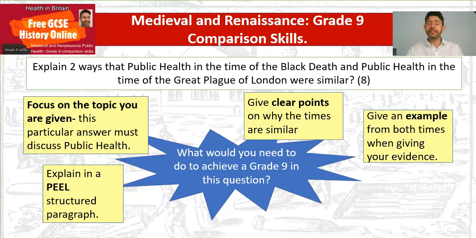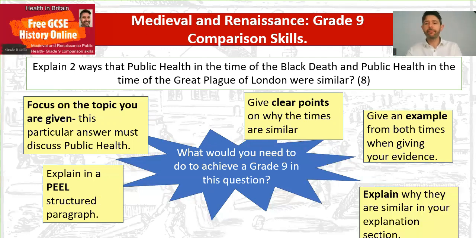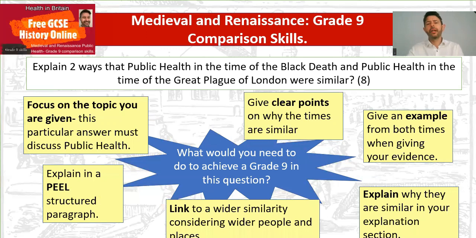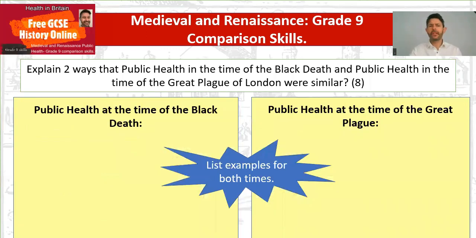Give an example, and this is where you do your how bit, describing the similarities for each time period. Both time periods should be mentioned. Then you've got to explain why they're similar. What factors maybe of the time period are driving the similarities? Why are they still the same? Link to a wider similarity, if you like. What else is that factor doing? Or is there another factor causing it? Can you explain a bit more?